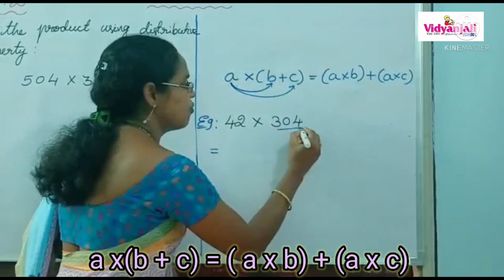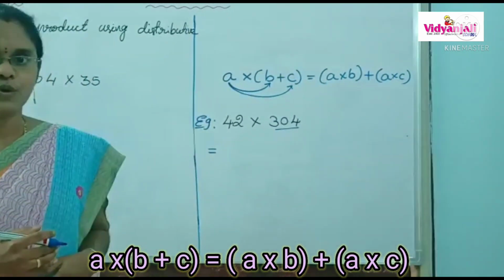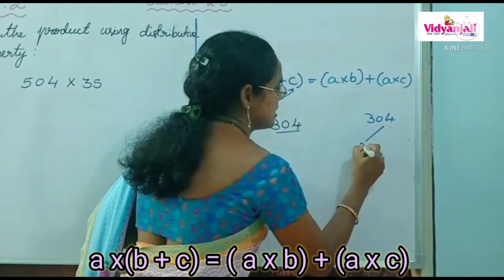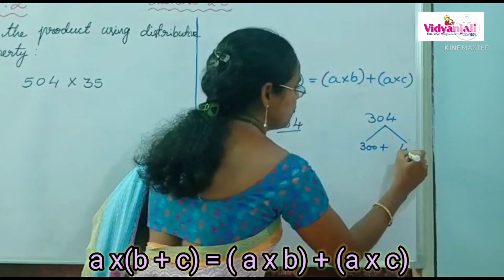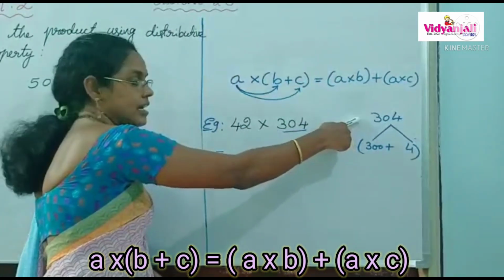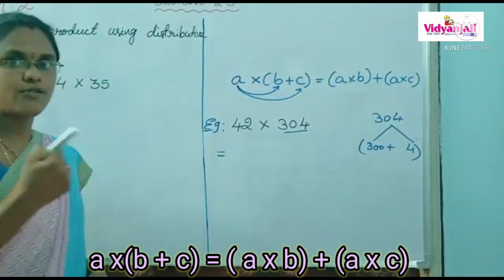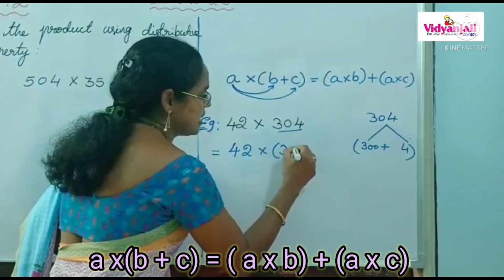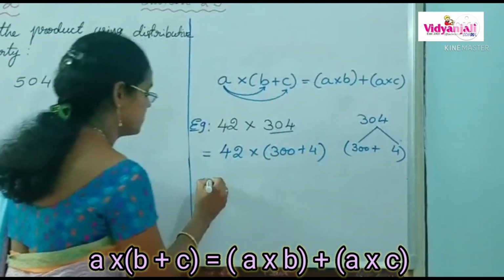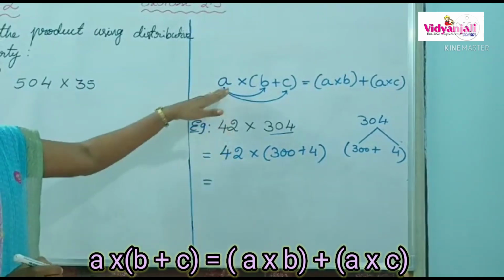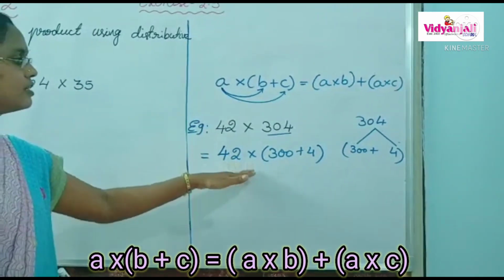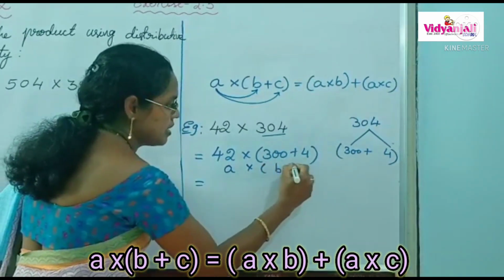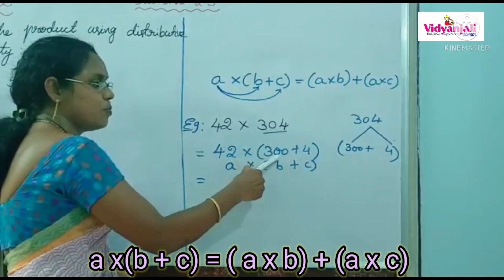If we see 304, we can write it as 300 plus 4. Shall we write like that? 304 can be written as 300 plus 4, right? So, in place of 304, we write 300 plus 4. So 42 into 304 is 42 into 300 plus 4. Now you check. Is it appearing like distributivity property format? A into B plus C, right?